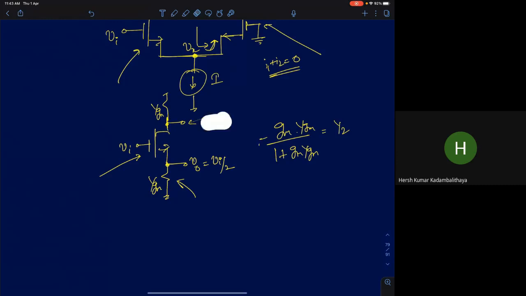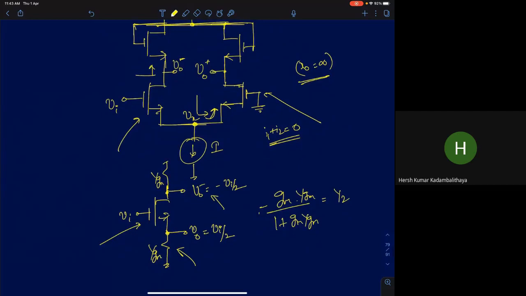So this Vo minus is going to be minus Vi by 2. That's your minus Vi by 2. Now, we know this node voltage, which is Vx, is Vi by 2. So this will be a common gate amplifier. So what will be Vo plus? If Ro is infinity, the gate voltage is at Vi by 2.